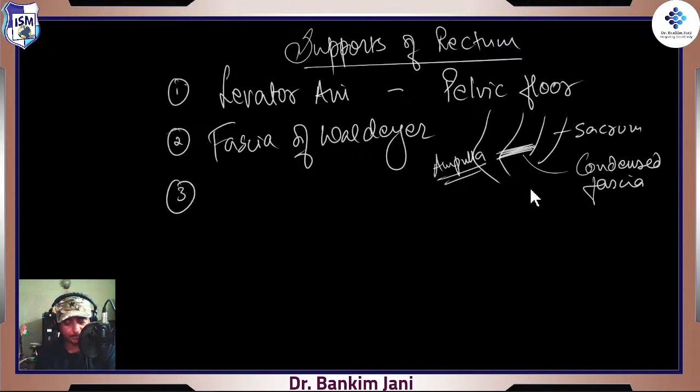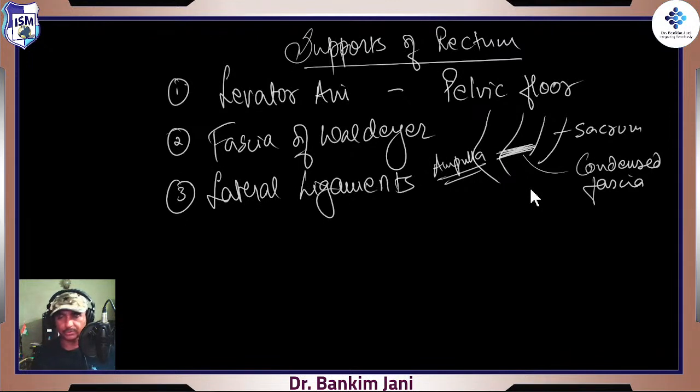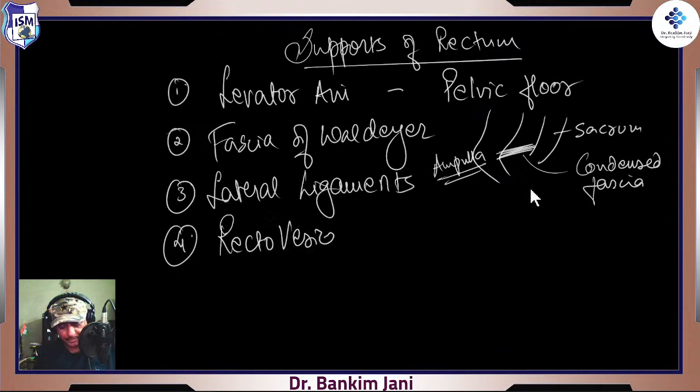The third thing, on the lateral side, on each side, you have the lateral ligaments. And yes, all these ligaments are a sort of condensed fascia, right? Then there would be the rectovesical fascia, right? That is what forms the pouch also. So that is the rectovesical fascia or fold.